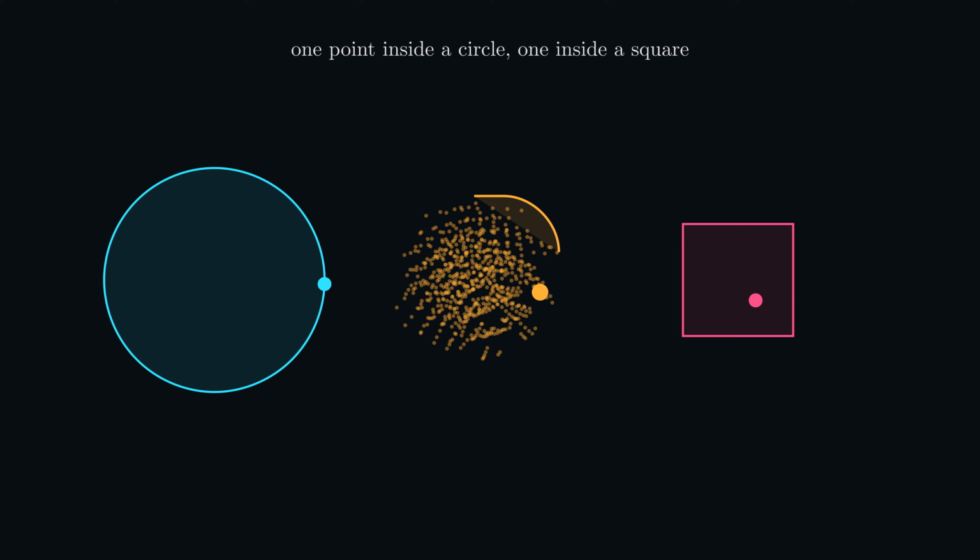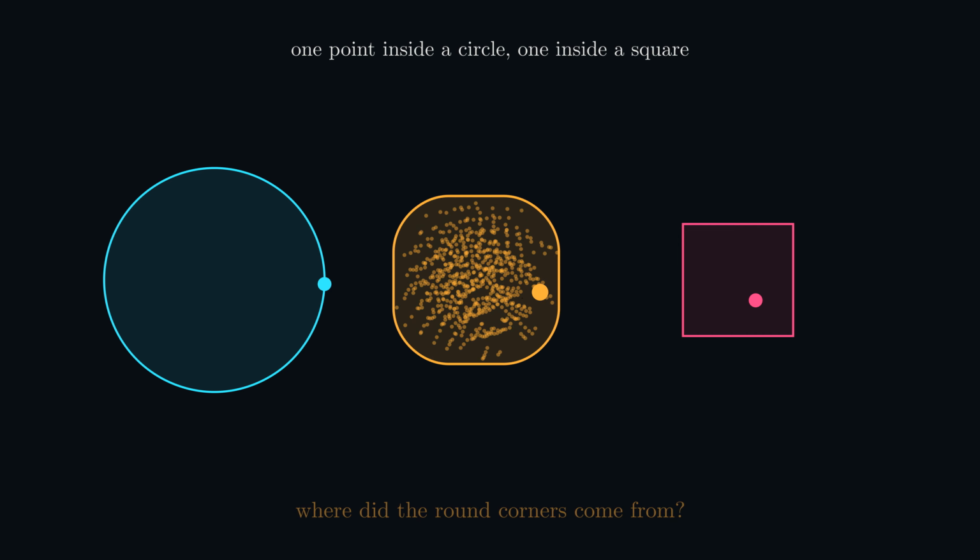Two points are wandering. One is trapped inside a circle. The other is trapped inside a square. Nothing else connects them. Watch only the point exactly halfway between, their midpoint. It fills in this. A square with the corners rounded off.